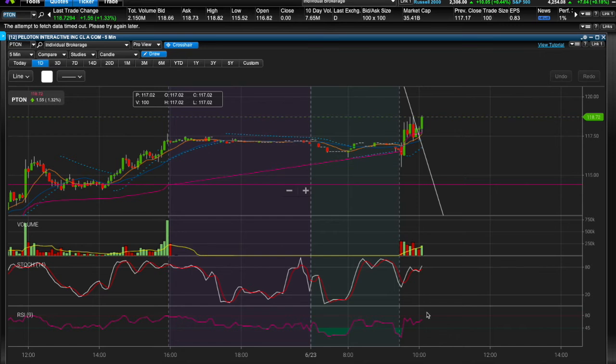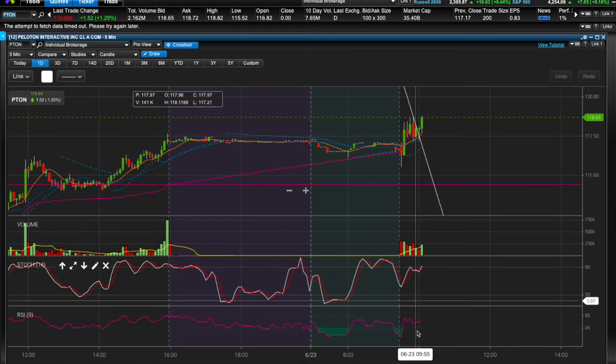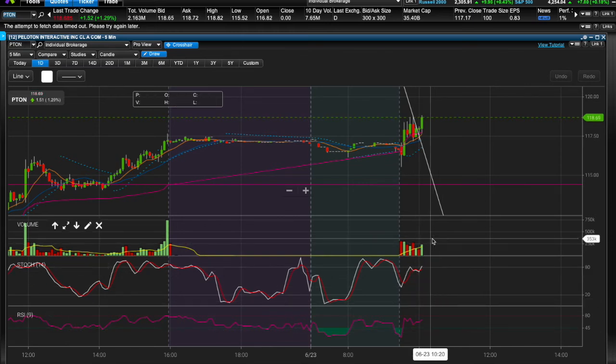All right, here's that flag pattern that I was showing you on Peloton. We have broke out above that. Hopefully we don't get rejected in this range again, but we are trying to make a run, breaking average volume, stochastics taking off, RSI taking off. That is what I'm looking for, like this at Monkey Trades. Keep it simple, keep it easy.